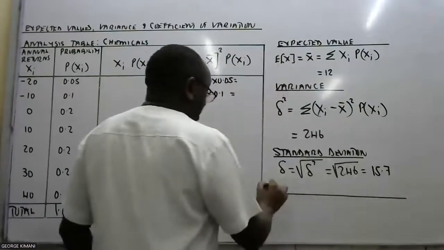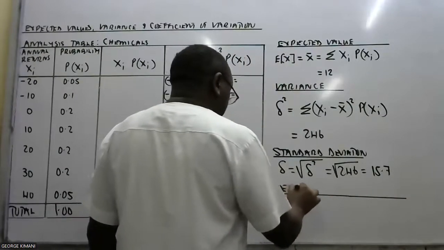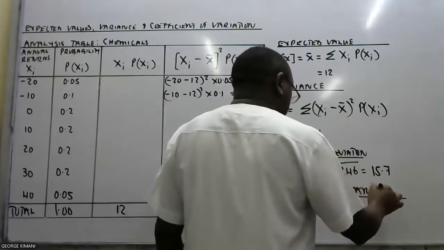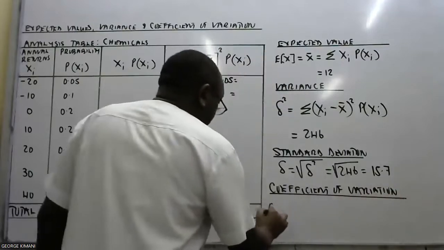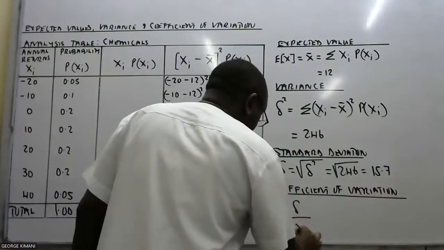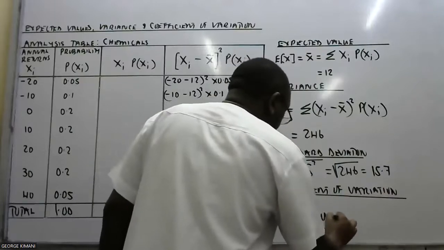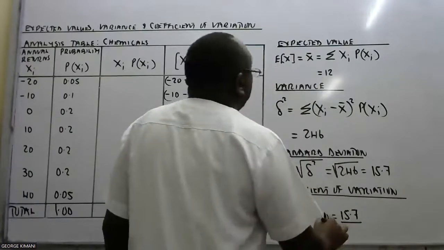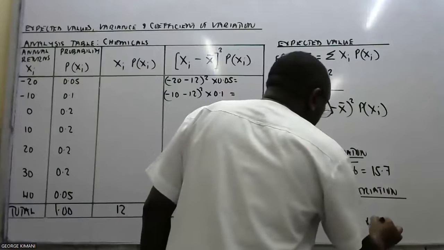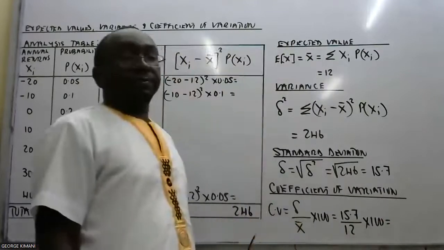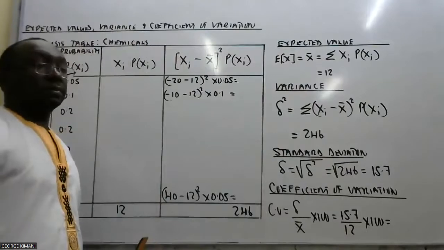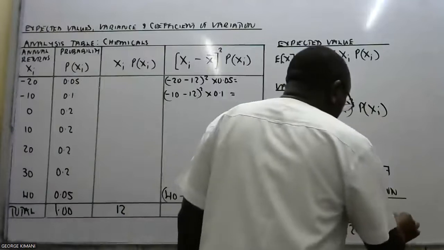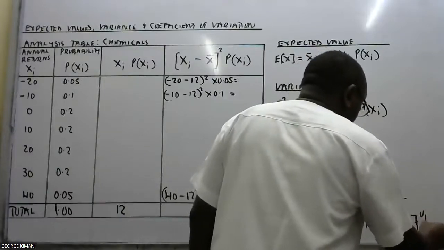Finally, coefficient of variation. CV is given as delta divided by the mean times 100. So this is 15.7 divided by 12 times 100, which gives 130.7.